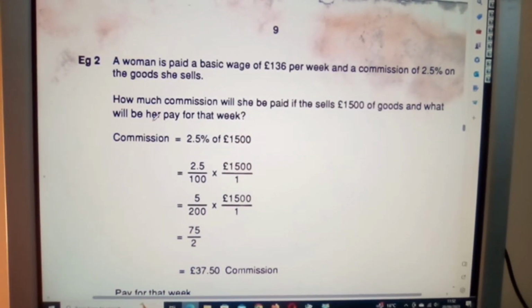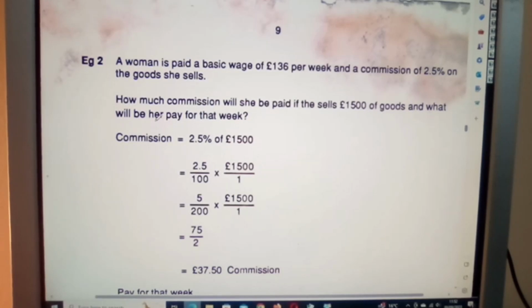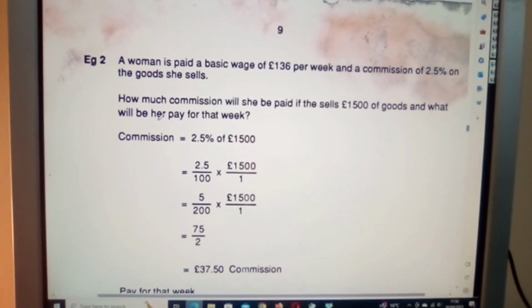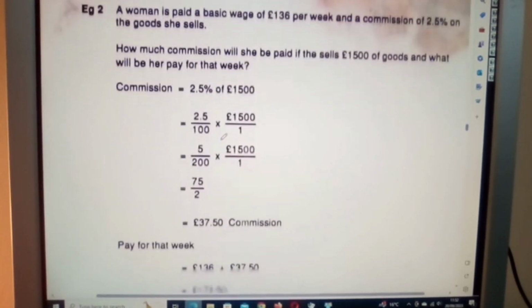Now, a woman is paid a basic wage of £136 per week and a commission of 2.5% on the goods she sells. How much commission will she be paid if she sells £1,500 worth of goods, and what will be her pay for that week?